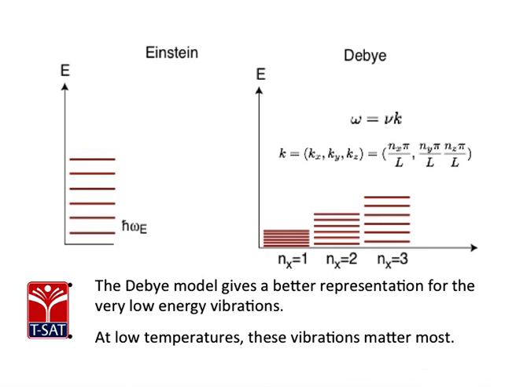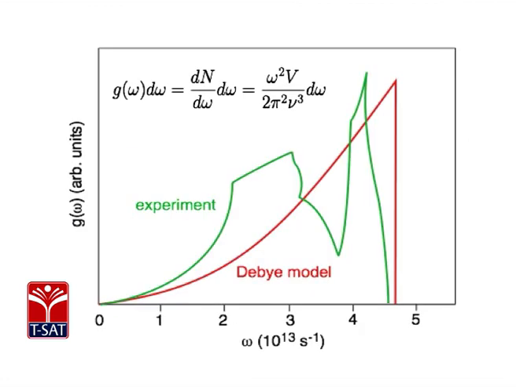We can also see the energy levels associated with the Einstein model and the energy levels associated with the Debye model. The Einstein model uses only one single frequency, correspondingly one single energy, whereas in the Debye model he uses all three directions for various modes, having the representation of very low energy values of the vibrations also. At low temperatures, these vibrations really matter most.